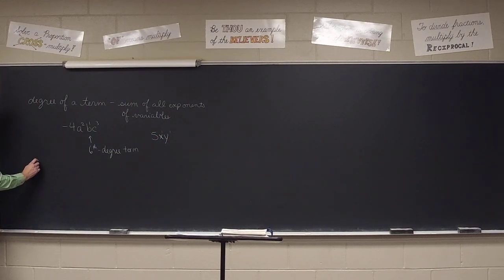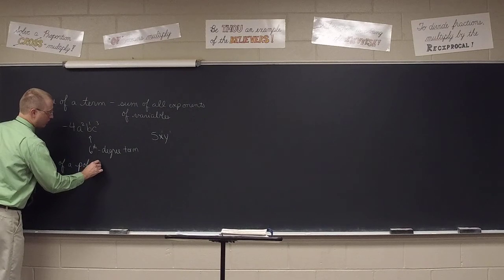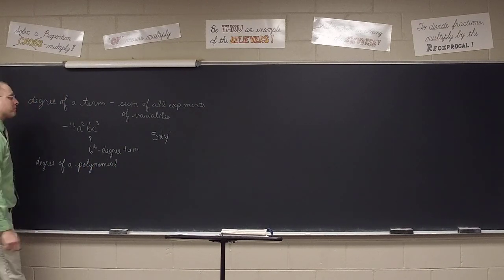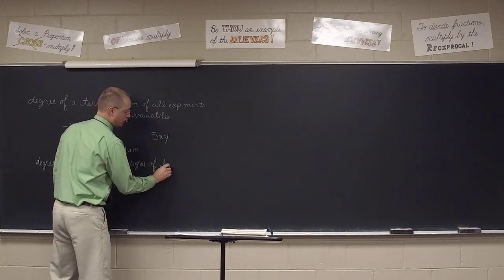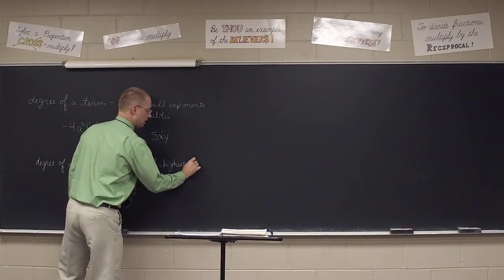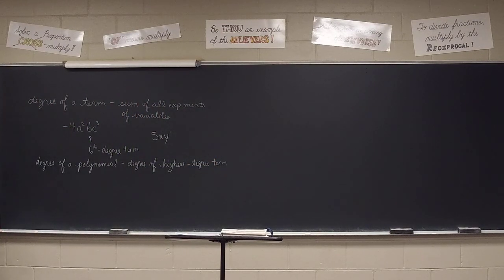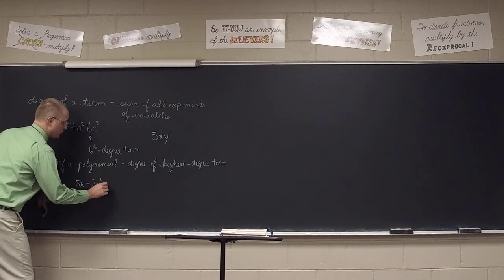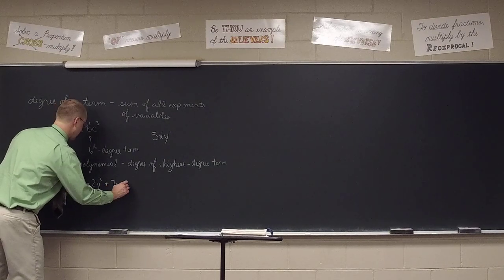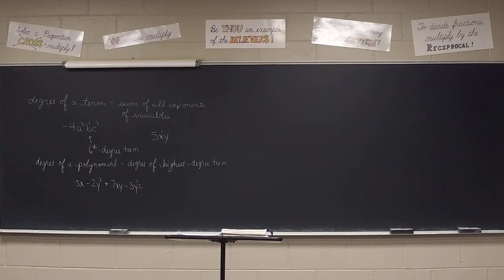Next thing for you to write down is the degree of a polynomial. The degree of the polynomial is simply the degree of the highest degree term. So for instance, if I had a 5x and a -2y cubed plus a 7xy minus a 3y squared z. Well, what would be the degree of this polynomial?